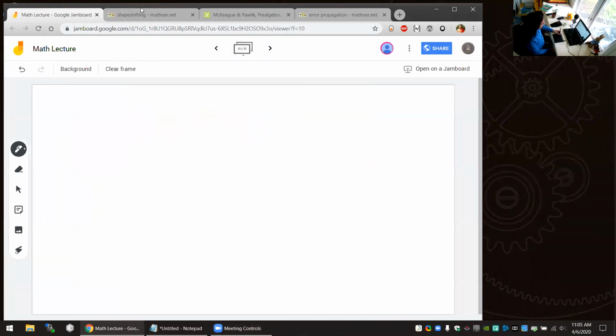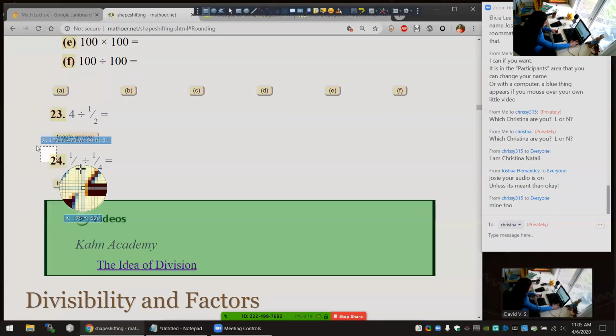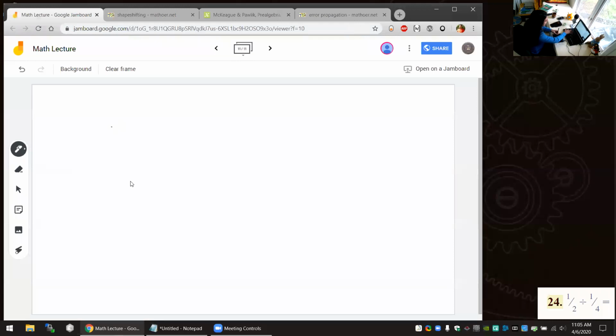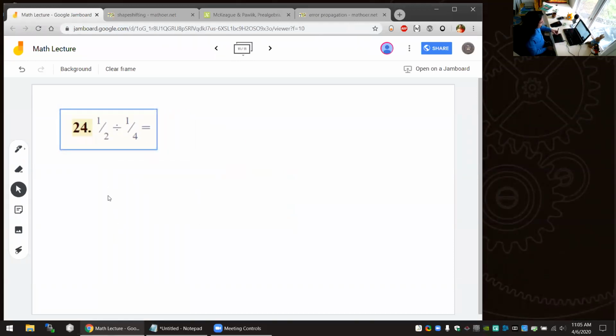Okay, trickier one. If I have 1/2 and I want to divide that by, did I just make an extra dot? I did. I want to do 1/2 divided by 1/4. How would I do that?